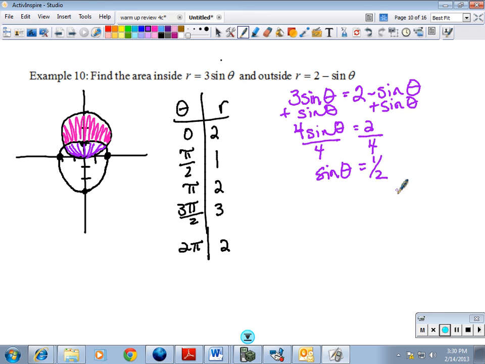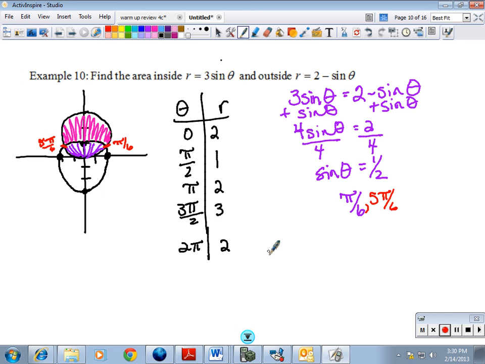Where is sine a half? Well, sine is a half at pi over 6. If you look at your picture here, I would imagine that this is pi over 6. And I also need the value in the second quadrant. Sine is also a half at 5 pi over 6. Okay, so let's see if this makes sense.